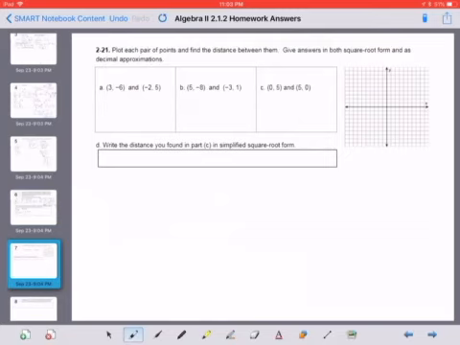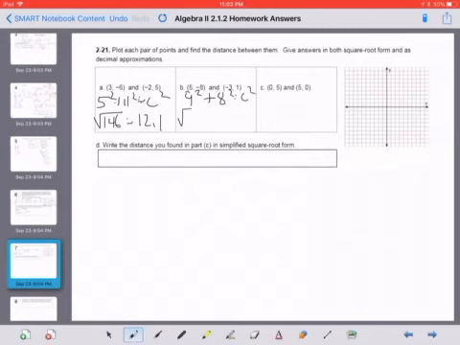But for A, I knew that the y's were 11 apart and the x's were 5 apart. So I just did 5 squared plus 11 squared equals c squared. When I figured that out, I ended up with the square root of 146, which is about 12.1. For B, I found they were 9 apart for one of the points and 8 for the other. So I ended up with the square root of 145, which equals about 12.